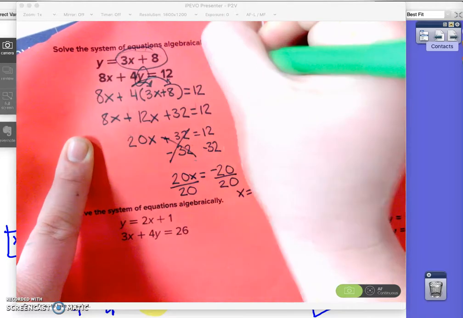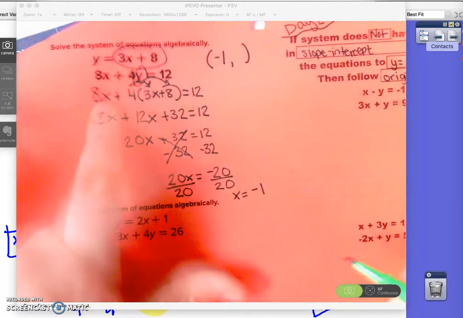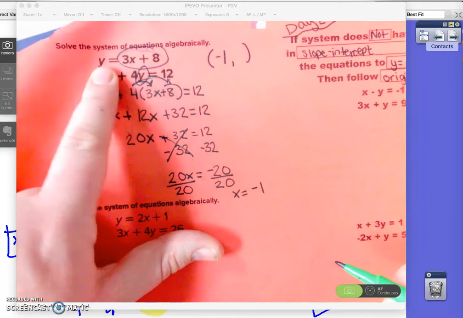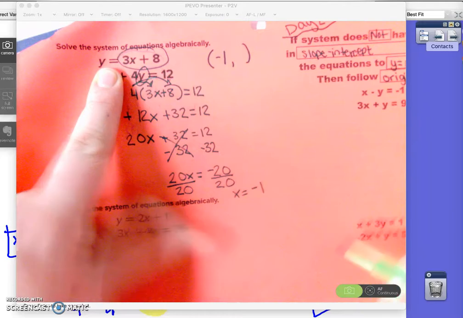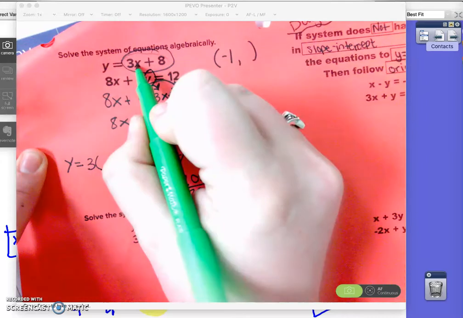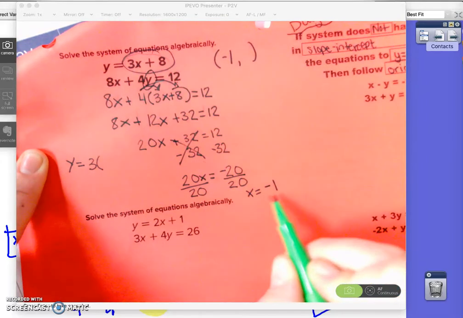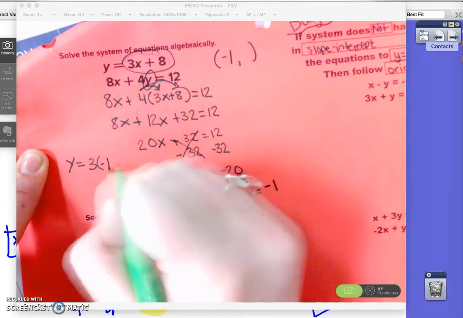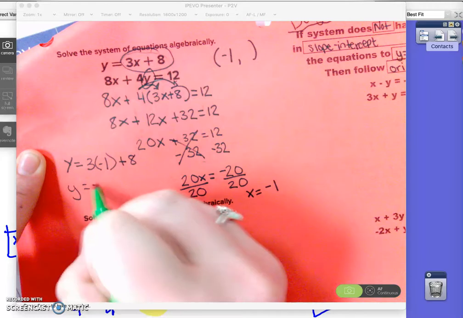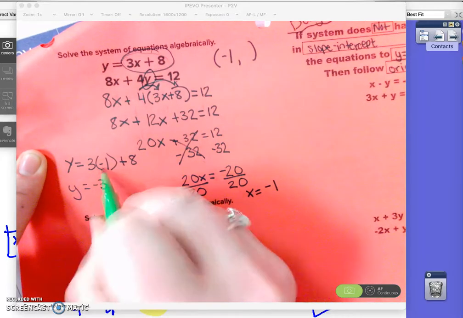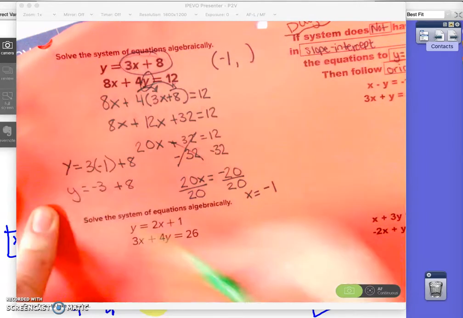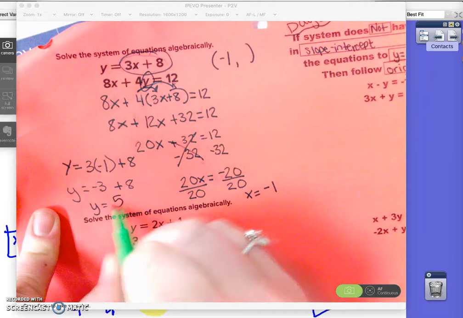So I could put x into either one of my equations and solve for y. It's just going to be easier to put it into this one here. So my y equals 3, and now every time I see an x, I know what x is. We found out that x is equal to negative 1. So I'm going to put negative 1 in there. Okay, so y equals a negative 3, because 3 times negative 1 is negative 3, plus 8. Remember, you have to do that multiplication first, order of operations. So y equals 5.